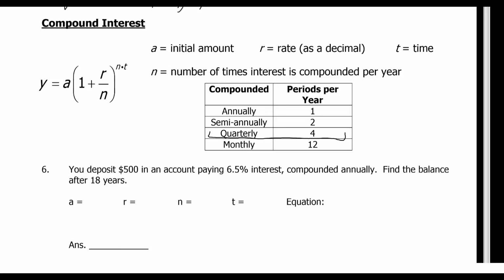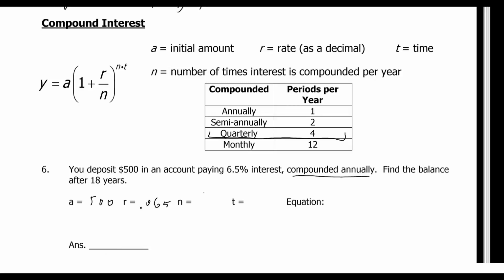Now, number 6 says that you deposited $500 into an account. So we go 500 for A. The rate on this account is 6.5%. So that means 0.065. Compounded annually. So this is a bank that's kind of like, we'll just do it once every year. And some banks do it that way. Other banks will do it other ways. So you'll eventually have to find a bank that does it the way that you like.